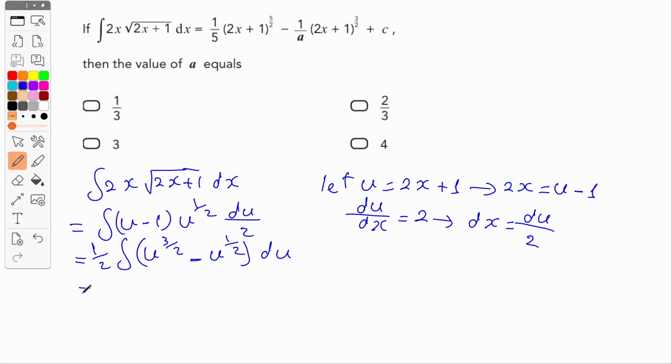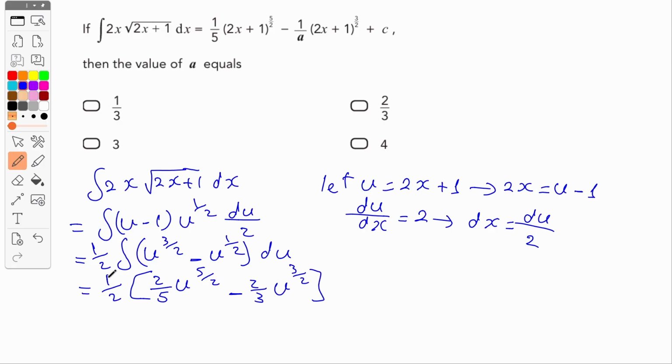Now we need to integrate, keep a half as it is outside. Integrate by adding, we have here two terms, so you have to integrate one by one. Here just add 1, so it will be u power of 5 over 2, then divide by 5 over 2, that is multiplying by 2 over 5, the reciprocal of 5 over 2. Minus, do the same thing here, add 1 to half, so it will be u power of 3 over 2, then divide by 3 over 2, means multiplying by 2 over 3.